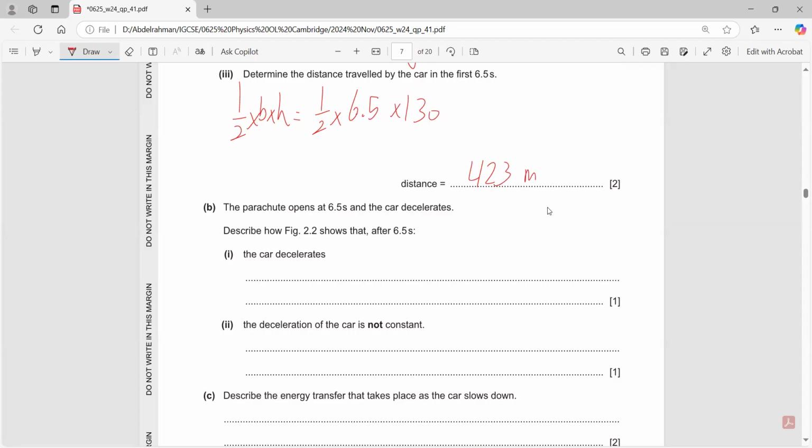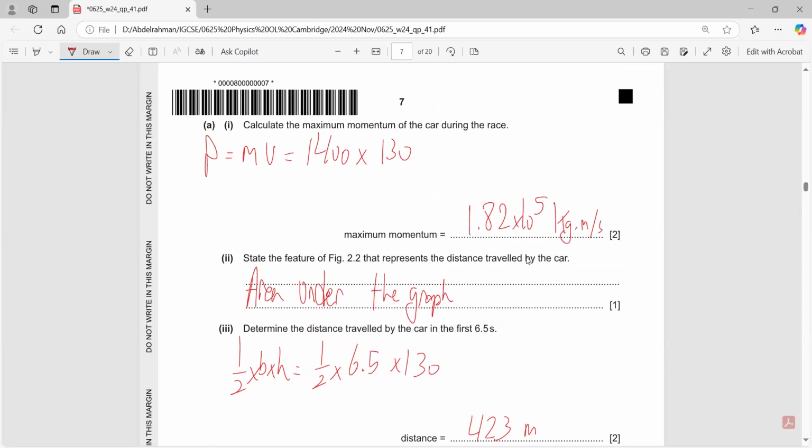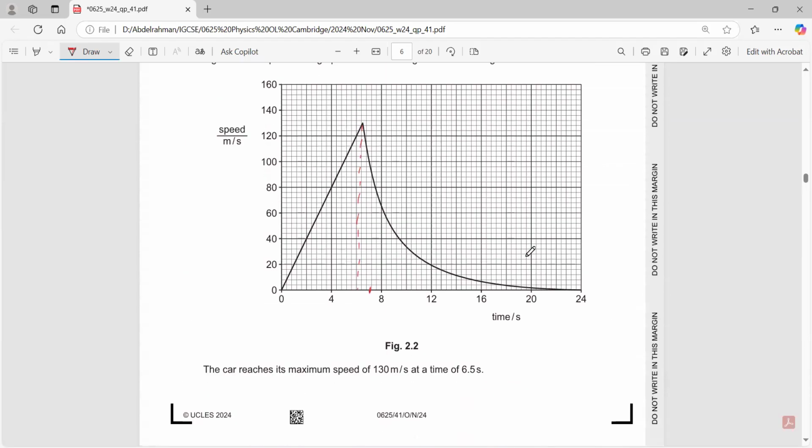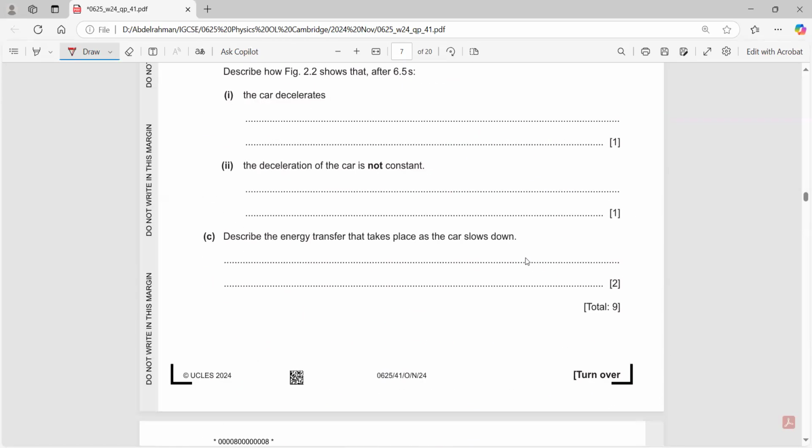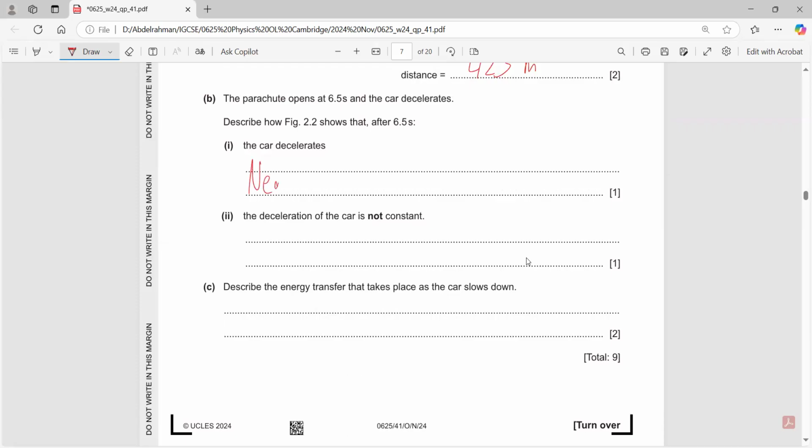The car decelerates. Describe how figure 2.2 shows that after 6.5 seconds the car decelerates. How does the figure show that the car is decelerating? Let's take a look. How do I know that the car is decelerating? Because you have a negative slope. I don't care now. This question is not asking whether the acceleration is increasing or decreasing. He's asking if the car is decelerating or not. Yes, it is decelerating after 6.5 seconds. Why? Because there is a negative slope. Okay? Because there is a negative slope.